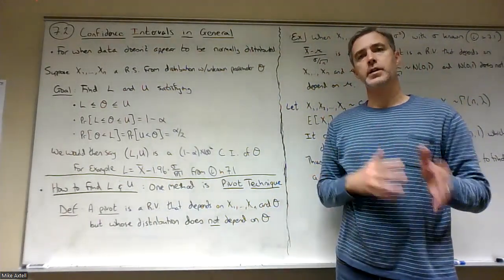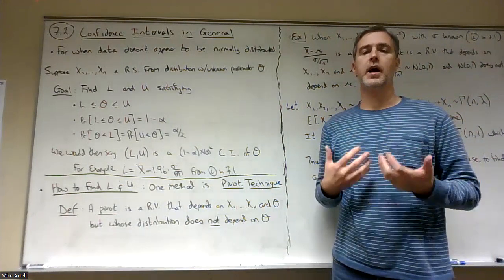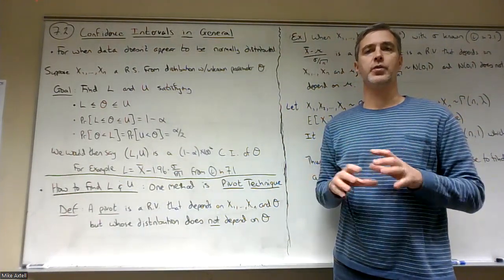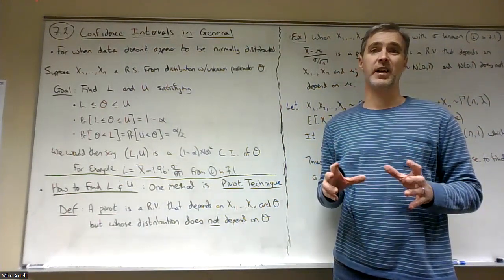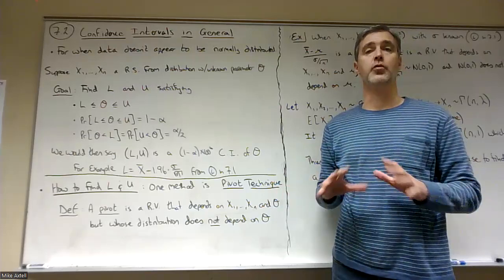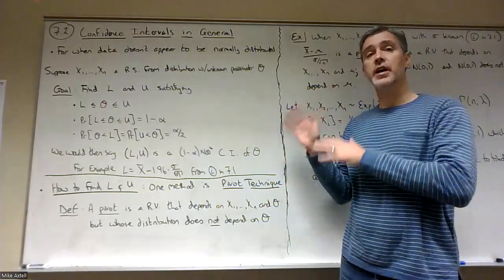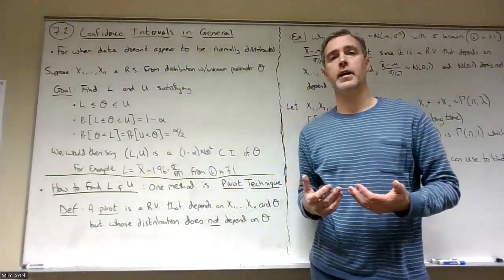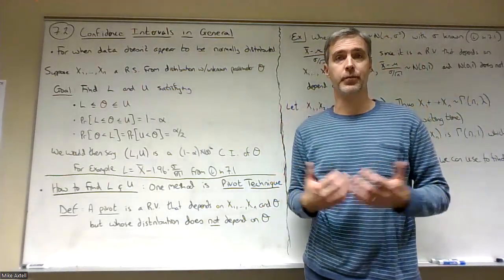All right, so in section 7.1, we focused on finding confidence intervals for parameters where the data came or looked like it came from something normal, a normal distribution. So in general, we're now thinking about, well, what if the data comes from a distribution that's not normal, okay?